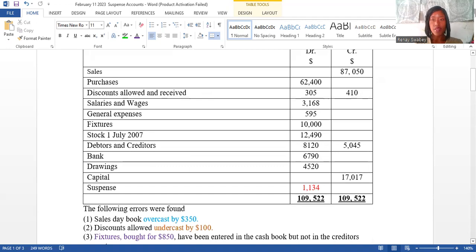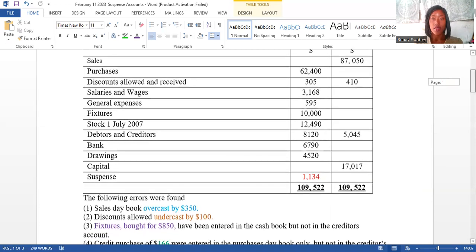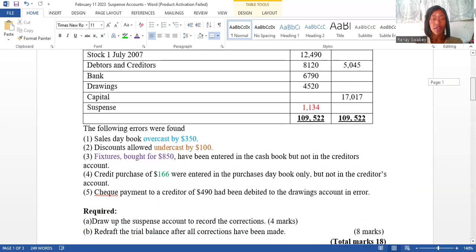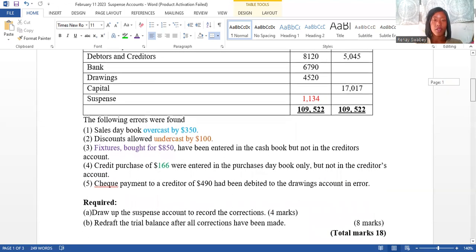So for the sales, we have $87,050. Purchases, $62,400. And as you can see, the figures going down. Now, without this suspense account here, we would not be able to balance the account. In other words, if you were to find the sum of all these figures right here in black, it would not be equal to 109,522. If you have a calculator, you can go ahead and check that out just to see that it really does not balance. All right. Now, that's our incorrect trial balance.